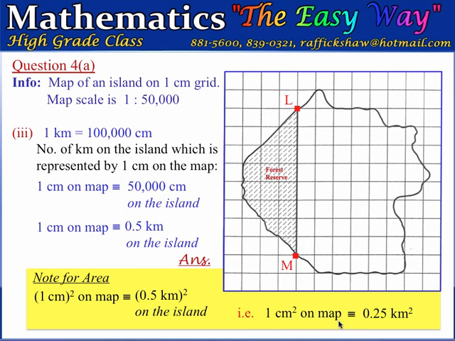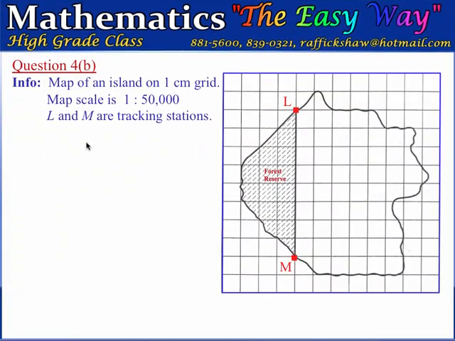But let's move down now to part B. Now part B tells us that L and M on the map are 2 tracking stations. This is L and this is M. And the first part here wants us to state the distance LM on the map. And clearly the distance between L and M on the map is 1, 2, 3, 4, 5, 6, 7, 8 centimeters. Remember, each grid here is 1 centimeter. And so the distance between L and M is 8 centimeters. And so we can write that, and that's the answer.